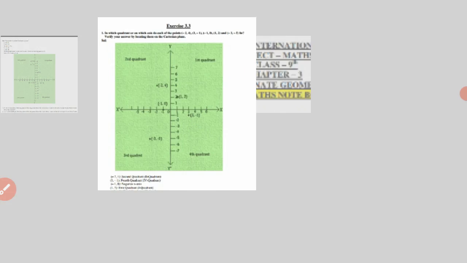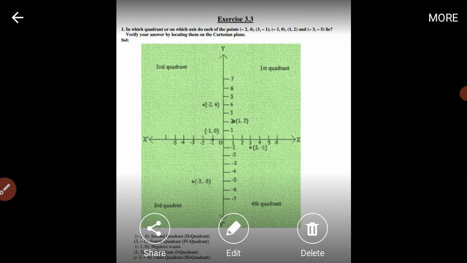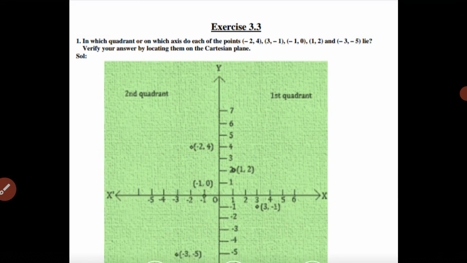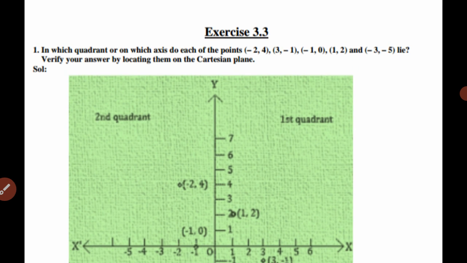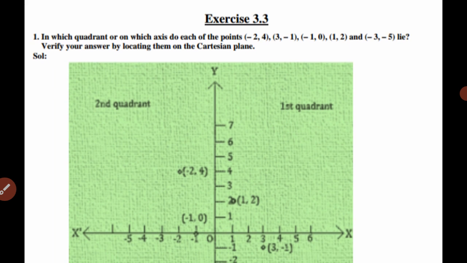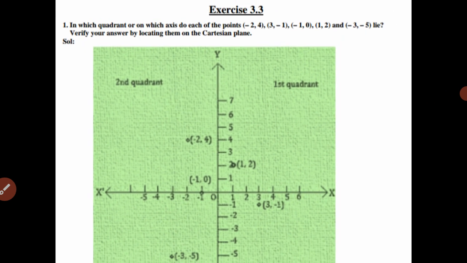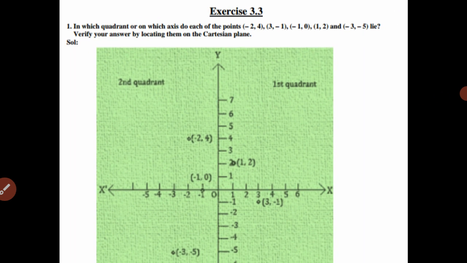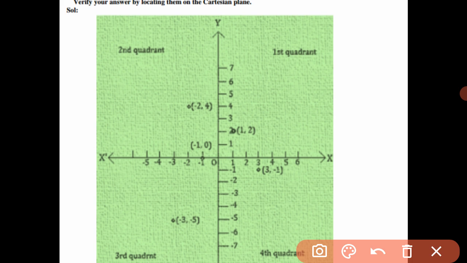Now we are going to start the next exercise, that is 3.3. In exercise 3.3, see question number 1. In which quadrant or on which axis does each of the points (-2, 4), (3, -1), (-1, 0), (1, 2) and (-3, -5) lie? In the first case, (-2, 4) will lie in the second quadrant.